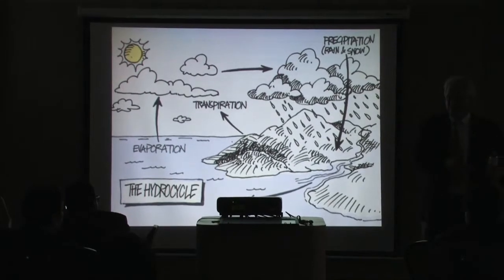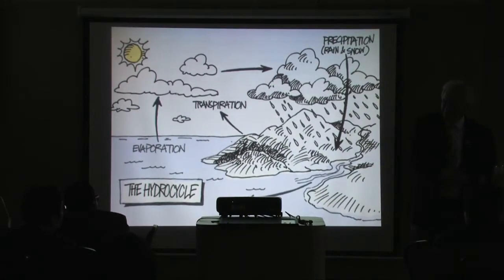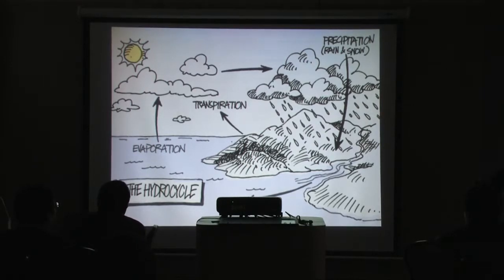So you have record rainfalls, record snows, and it's all a result of climate change, not because there's no climate change, no global warming. It's because of global warming that we're having more snow. That's the answer from the scientific community.